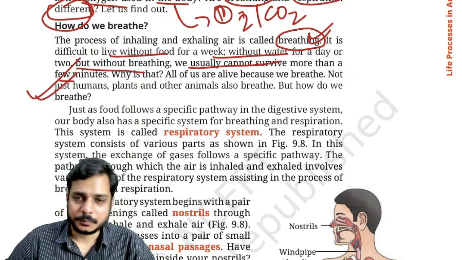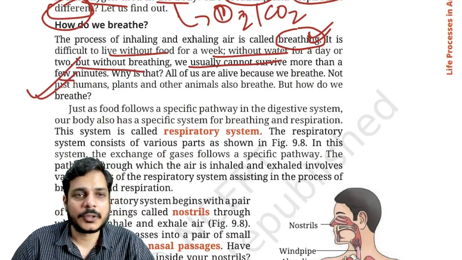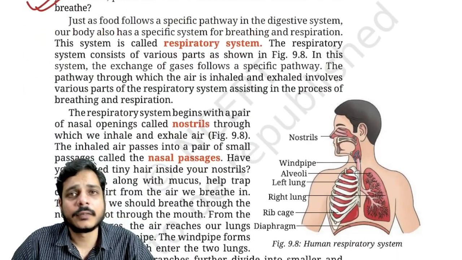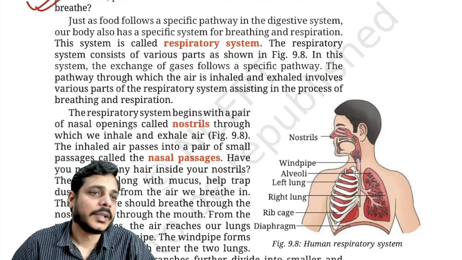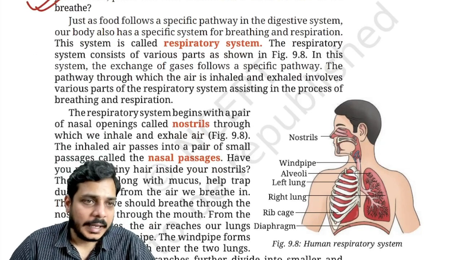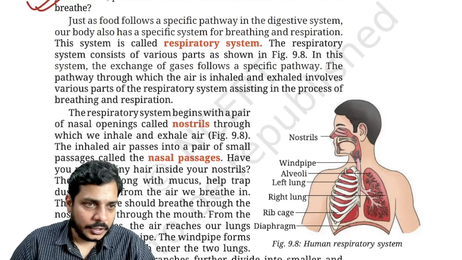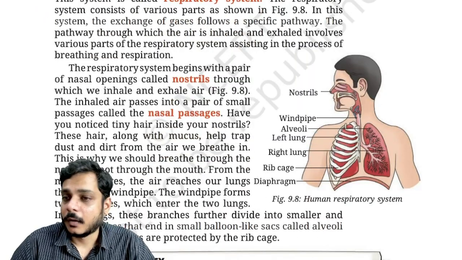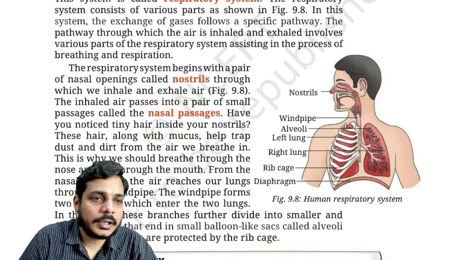So, the respiratory system is also there. Just like the digestive system that helps us to get nutrition from the complex food items that we eat, there is a respiratory system also, and we will see how it works. So the respiratory system, where does it begin from? It begins with a pair of nasal openings that are called nostrils.